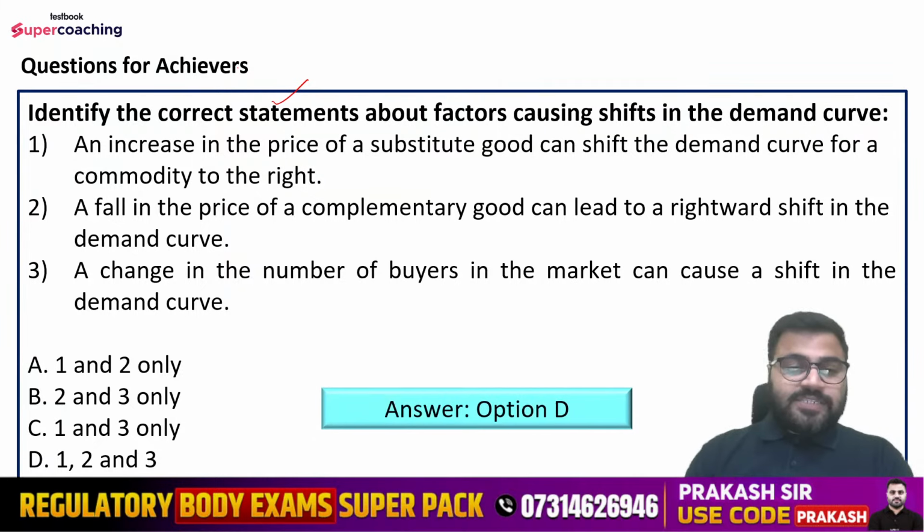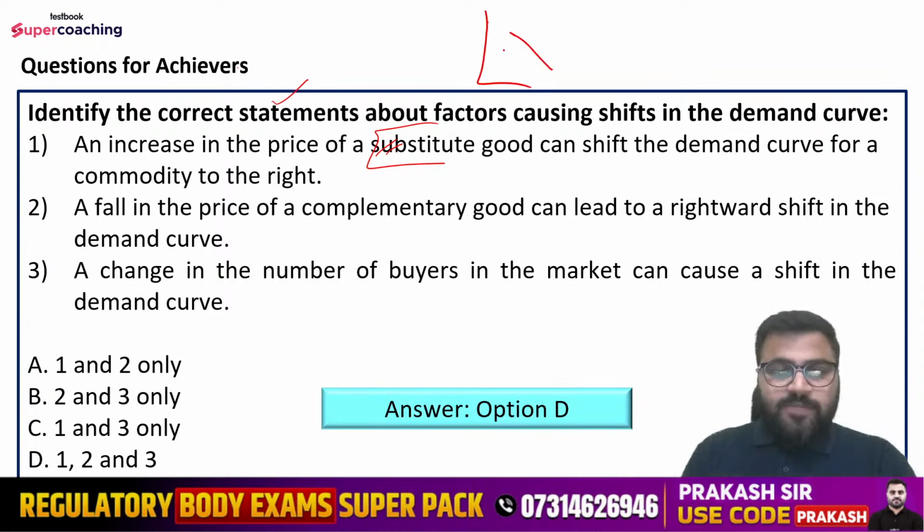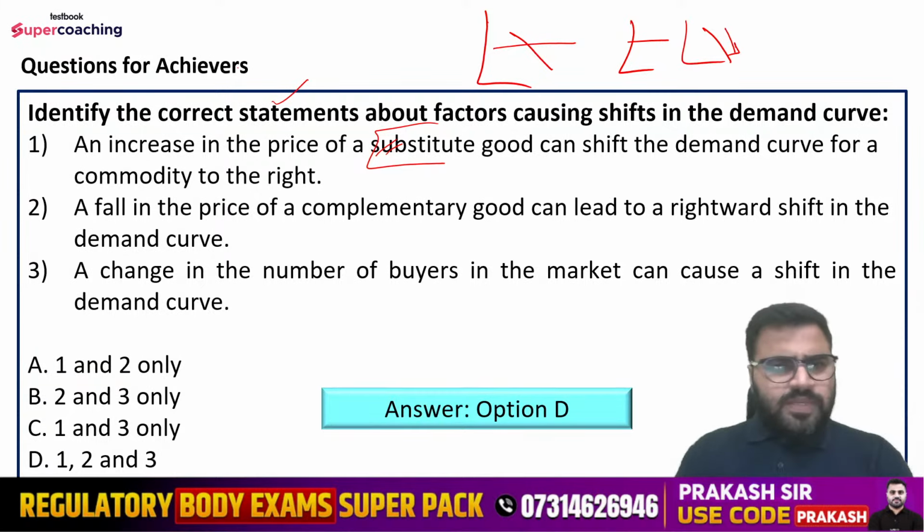So the right answer is option D, that is first, second and third. All the statements are correct here. An increase in the price of a substitute good can shift the demand curve for a commodity to the right. When the prices of a substitute good increase, the demand for the main good will increase. This is the demand curve, and the demand will shift rightward. So this is the right statement.